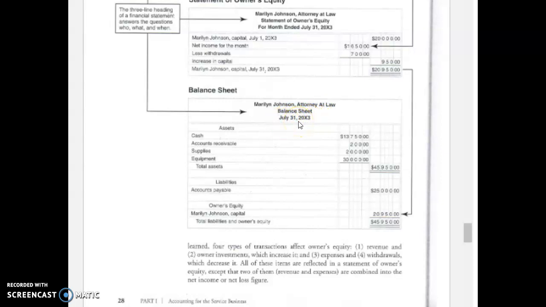Now, a balance sheet is different because it's like a snapshot. It's not a video camera. It is as of one point in time. So usually it is the last day of the accounting cycle. So this is July 31st.